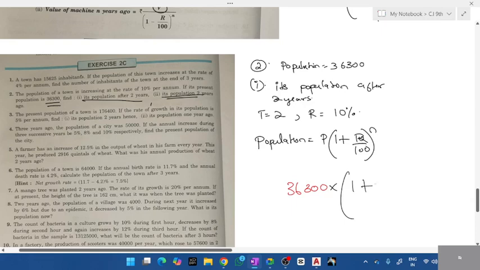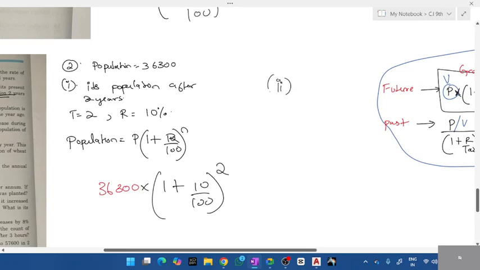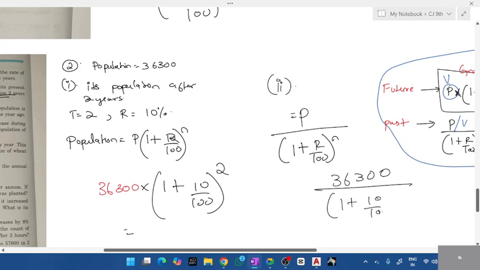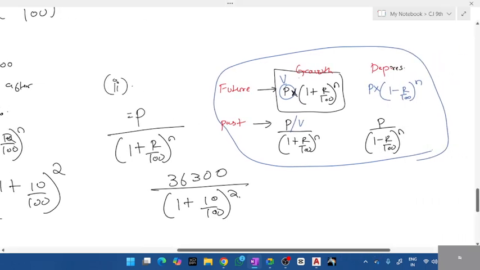Tell me the value, students. 1 plus what is the rate? 10 divided by 100. And what is the time for this? Time is equal to. And the second question is, it's population 2 years ago. Population 2 years ago. So what's the formula for 2 years ago? Very good. 2 years ago, you have to divide. 1 plus r by 100 to the power of n. The values are the same. Here you have to just divide 36,300 by 1 plus 10 by 100 to the whole power. Have you made a note of this? Shall I erase this? Sorry, not depression. Depreciation, future, past.